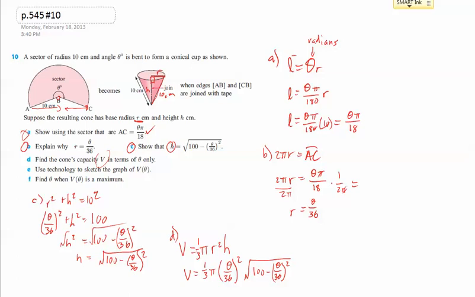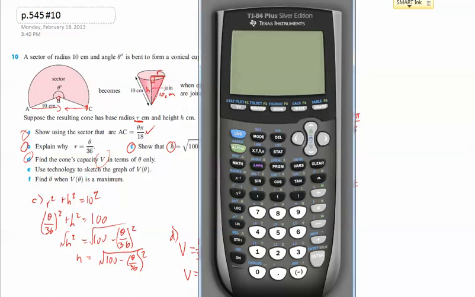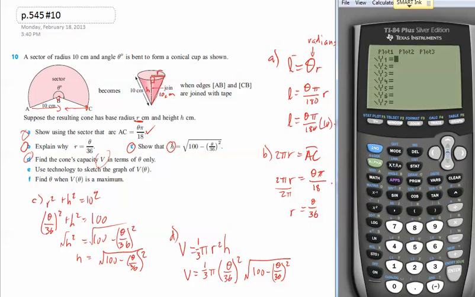So now you can use technology to sketch the graph of V. You should be able to plug this into your calculator. I'll go ahead and plug it into my calculator right here. No, I don't want to update. I just want to graph the equation. So let's move it over so we can type this in. We're going to go 1/3. Okay, so I'm going to pause the video so I can type this in real quick. You don't need to watch me typing this in.